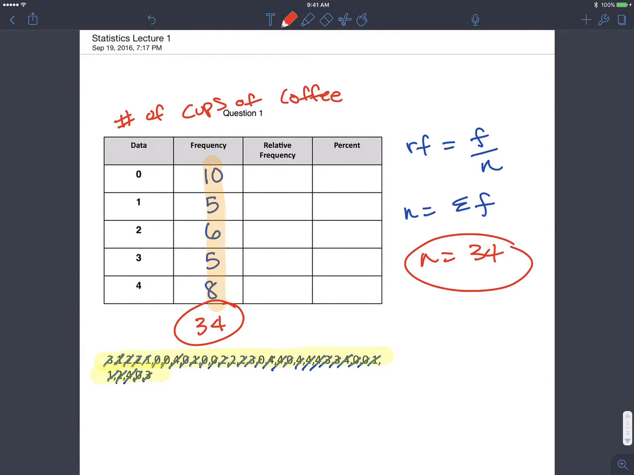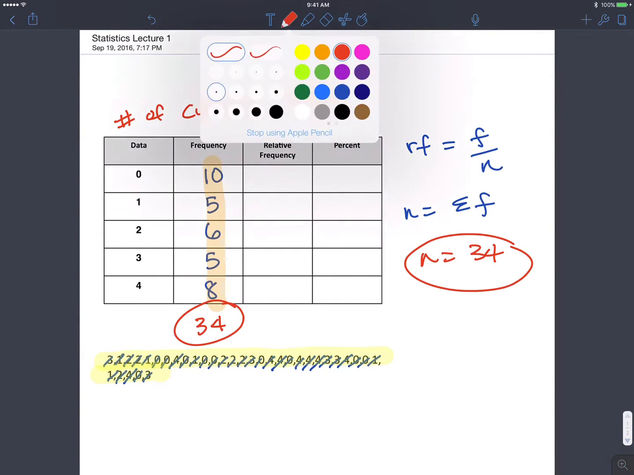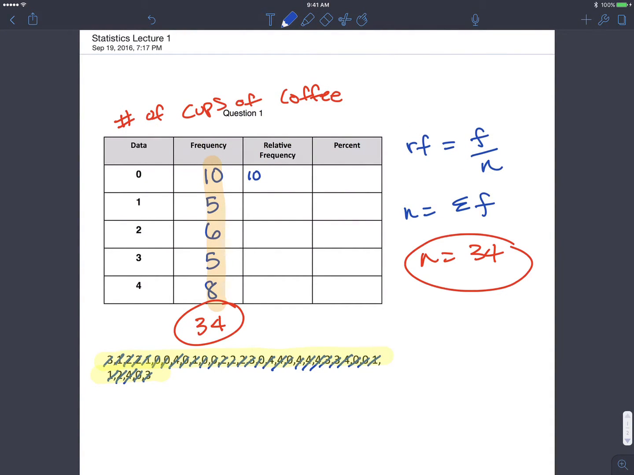So our first relative frequency value is going to be 10 over 34, 5 over 34, 6 over 34, 5 over 34, and 8 over 34. These are my relative frequencies. However, they wanted us to approximate our relative frequencies to the nearest thousandths position. So the thousandths is actually 3 decimal places.